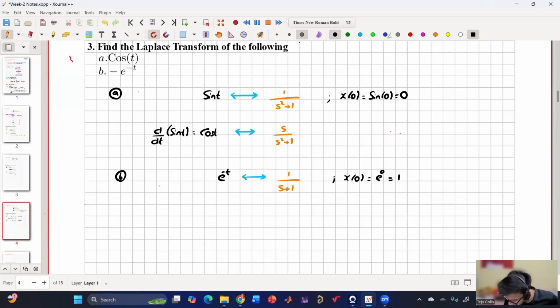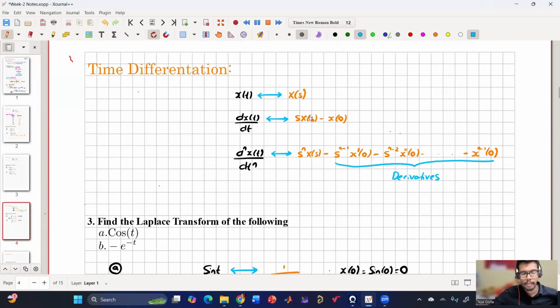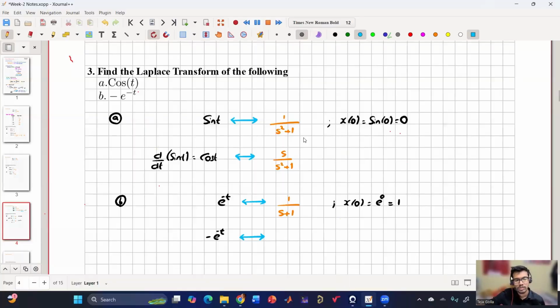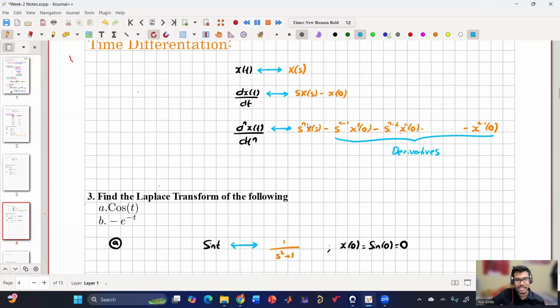Now the differentiation of e to the power minus t is minus e to the power minus t. So now if we solve this, what will be the expression from here? s into x of s minus x of 0, right?